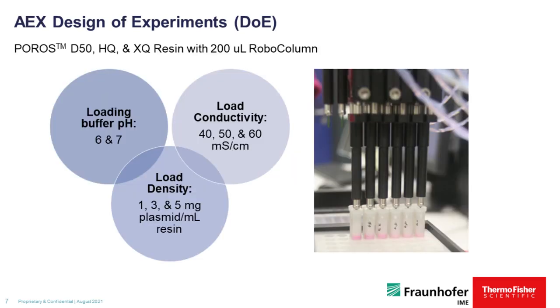So using our understanding of our AEX resins and in collaboration with the Fraunhofer Institute, we executed an AEX design of experiments focused on the porous D50, HQ, and XQ resins on a 200 microliter RoboColumn scale. And this DOE was looking at loading buffer pH, so we looked at 6 and 7, load conductivity of 40, 50, and 60 millisiemens per centimeter, and also looked at different sample loading densities of 1, 3, and 5 milligrams of plasmid per ml of resin.